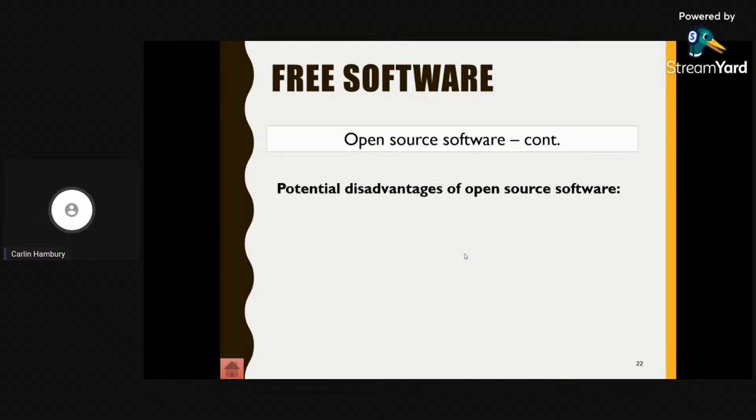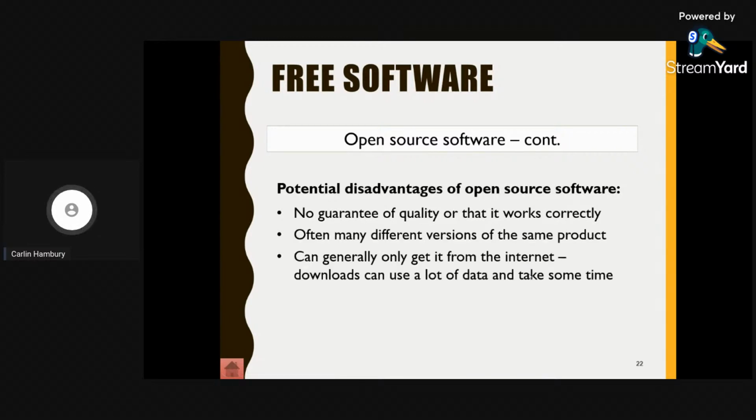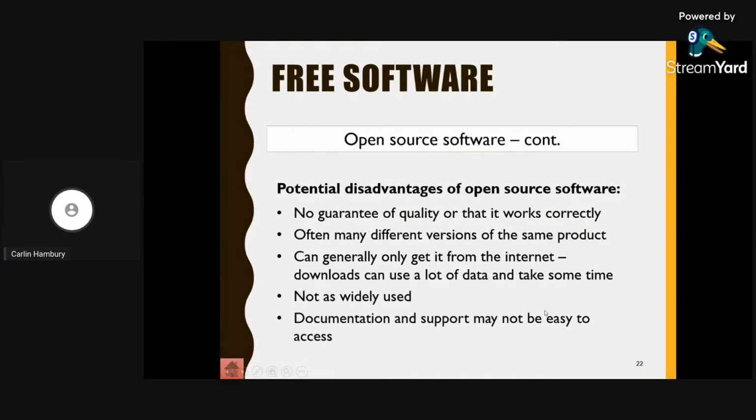Now with that, there are a couple of disadvantages, or the fact that there's no guarantee of the quality, because this is just software that's sitting out there on the internet. Nobody's really moderating it, checking it and seeing, has it been updated? No, that all rests on you. There may be different versions available. You can generally only get it from the internet, and it's not as widely used. Also, there's not a lot of documentation and support for these pieces of software.